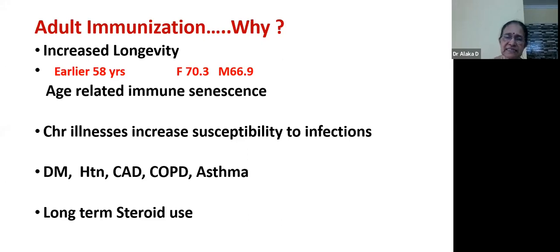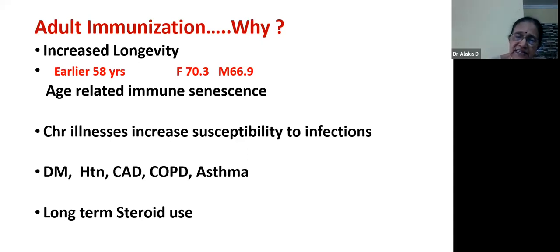With this increasing longevity, you may not have any disease, but still there is an age-related immune senescence. As we are aging, our immune system is also aging. So we have to be aware of this age-related immune senescence. Just because we were vaccinated earlier doesn't mean that we have the same memory cells and will have the same antibody response to a new infection. So, age-related immune senescence.